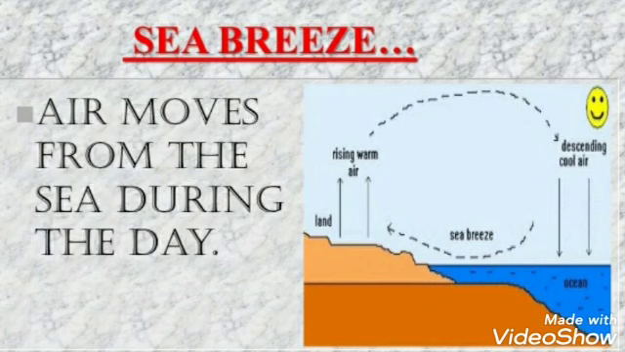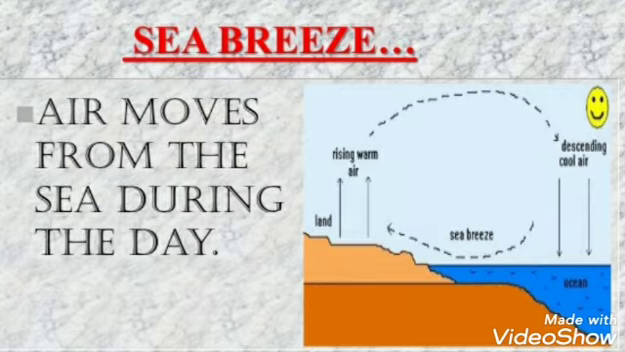Sea breeze, air moves from the sea during the day. You can see this circular motion. The land is heated, so heated air moves up and colder air comes from the sea. There is a circular motion. This circle type of current which is formed is known as your convection current. That's why you feel cool near the sea, because you get the sea breeze from the sea.